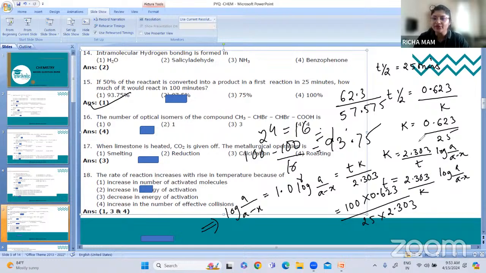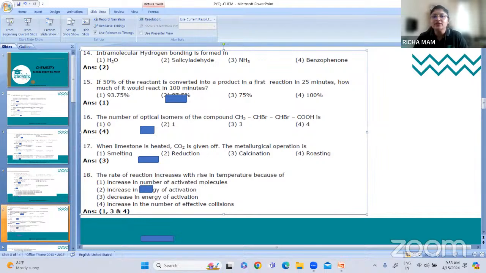So like this, you have to find the T half and then put the values in the first order reaction and find how much it will be in percentage. How much is reacted? It would react in 100 minutes. So you will get the first option.